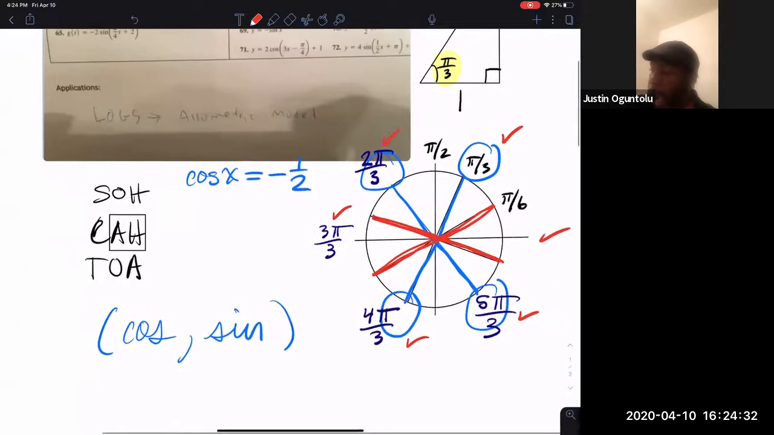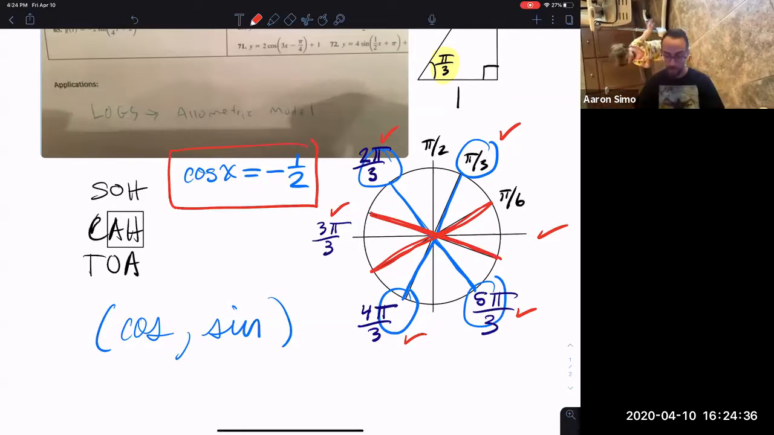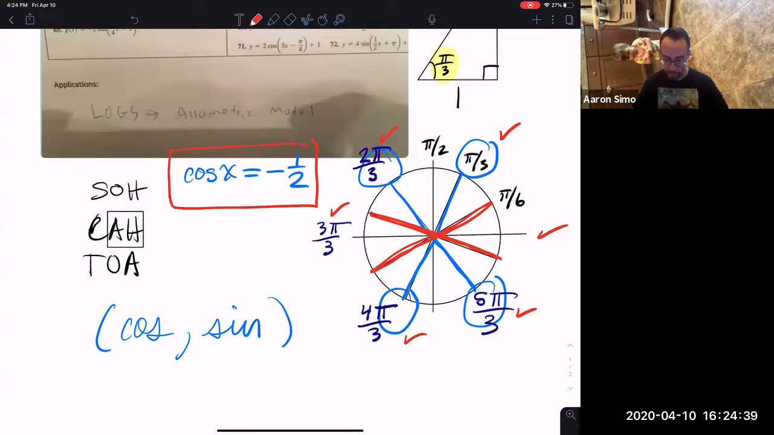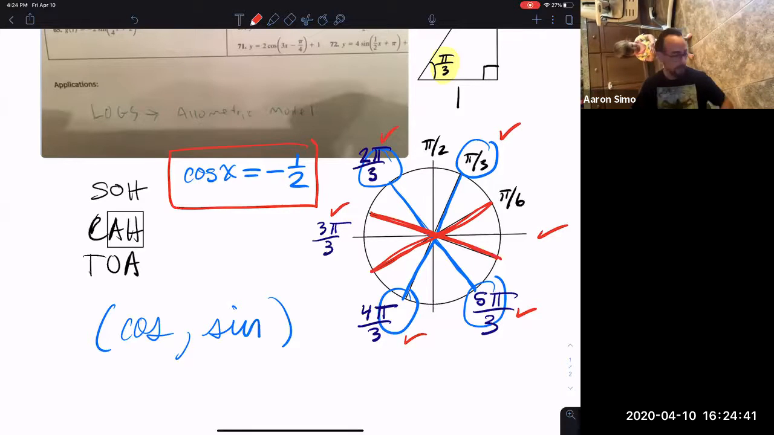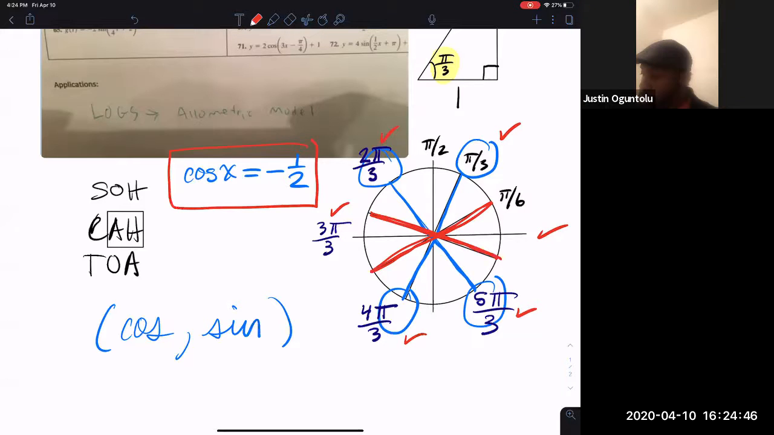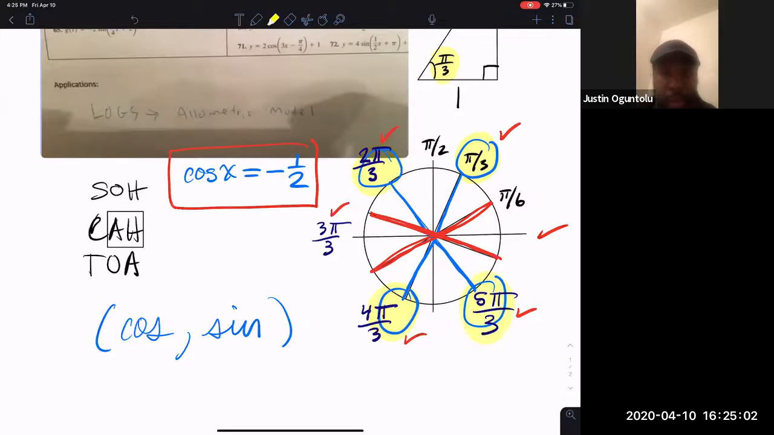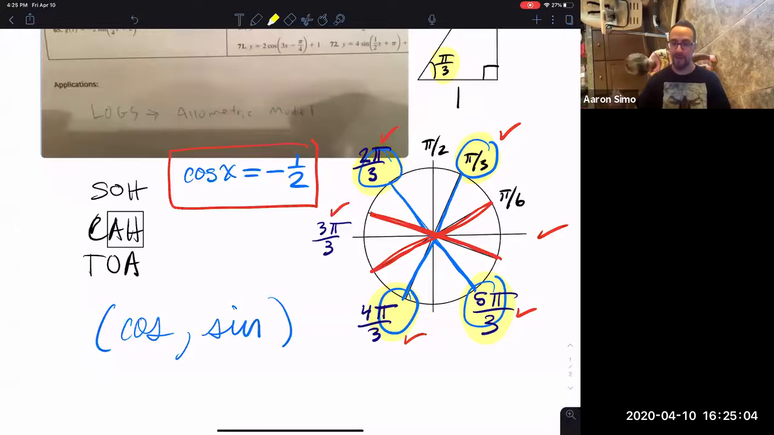So cosine equals 1/2, but what about negative 1/2? What would the answer be? Where does cosine x equal negative 1/2? Let's see. Remember, I was telling you that this value and this value are the values where cosine equals a half.